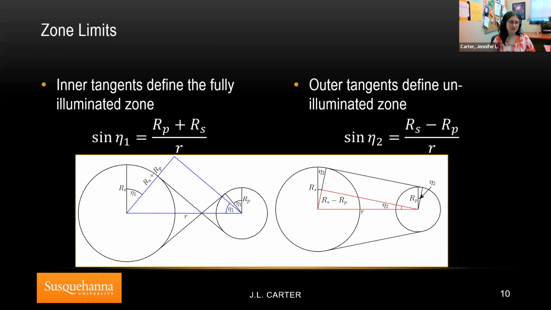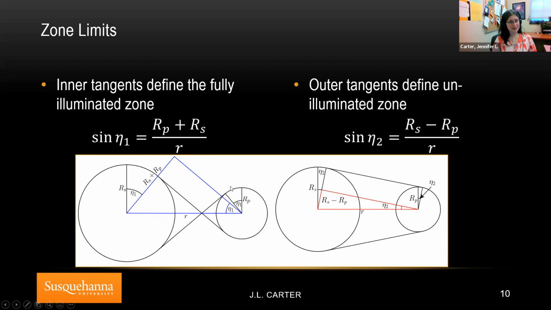Here, I want to just introduce two variables, eta1 and eta2, where eta, pull out my model, is measured from the polar axis to some other point. Eta1 tells us the limits on our fully illuminated zone here. Eta2 tells us where the unilluminated zone would begin. And we see that they depend on the size of the planet, the size of the host star, and the star-planet separation measured center to center, which is little r.